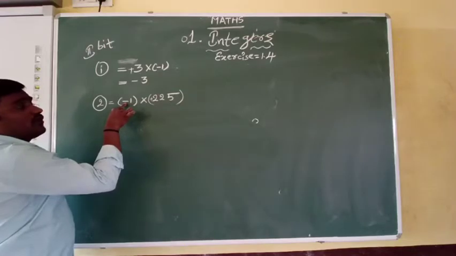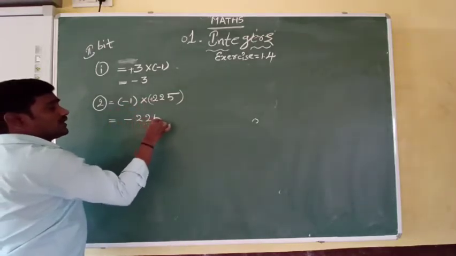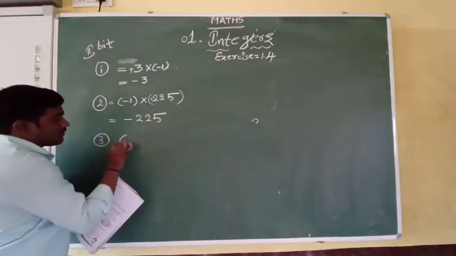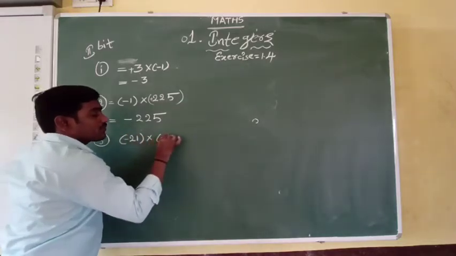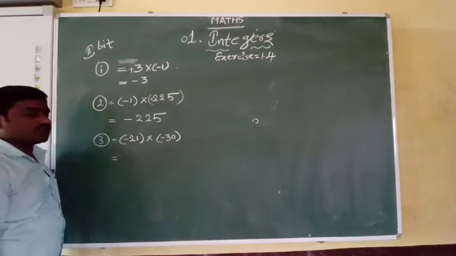Let us multiply now. Minus into plus is minus. 1 into 225 is 225. Let me go for the third one. Minus 21 into minus 30. These kinds of problems we also solve.